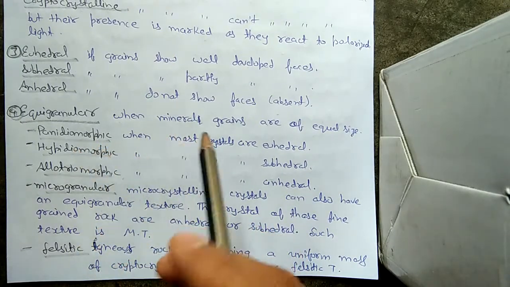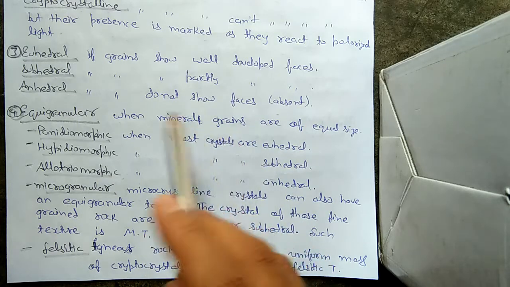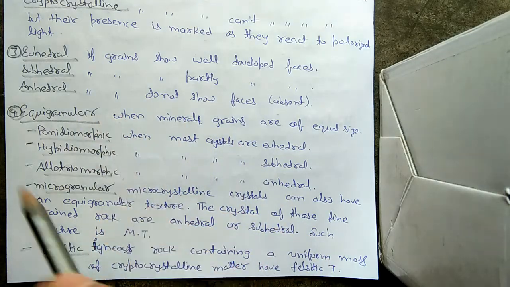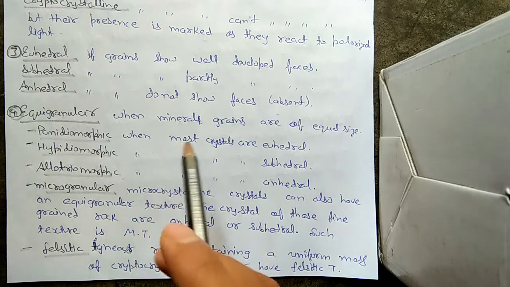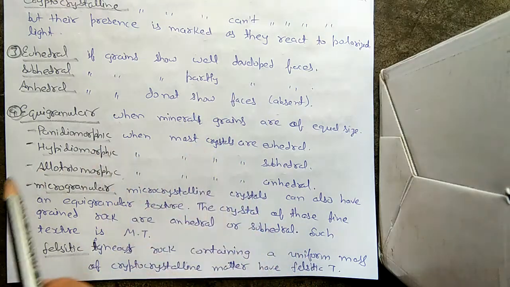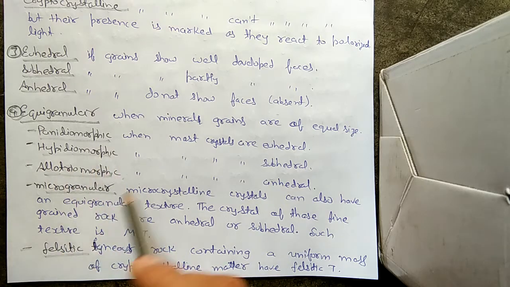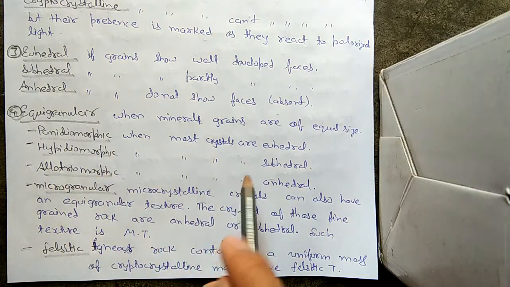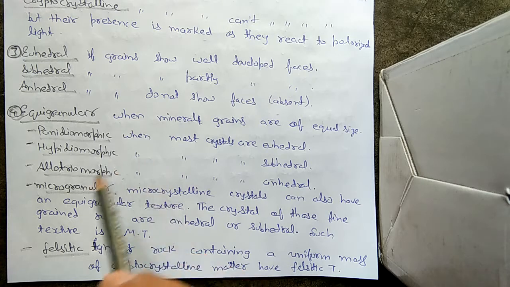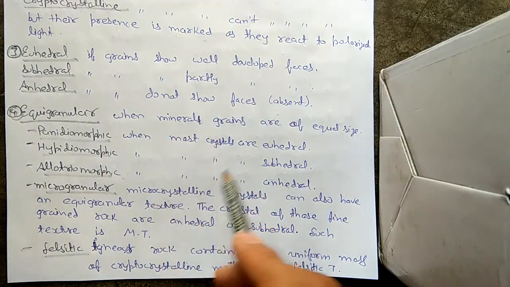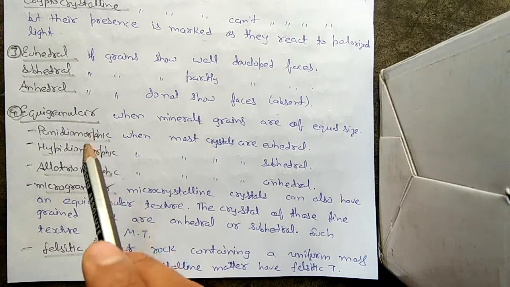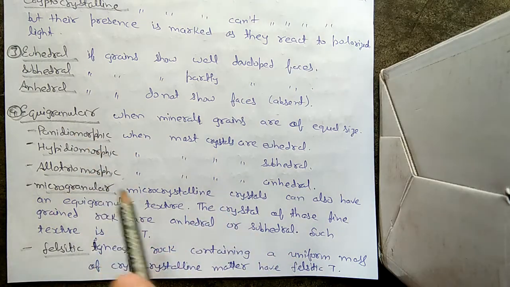Equigranular texture. When mineral grains are of equal size, the texture is said to be equigranular texture. This includes panidiomorphic, that means when most crystals are euhedral, the texture is called panidiomorphic. Hypidiomorphic, when most crystals are subhedral, the texture is called hypidiomorphic. Allotriomorphic, when most crystals are anhedral and these all have equal sizes. They are called panidiomorphic, hypidiomorphic, and allotriomorphic respectively.